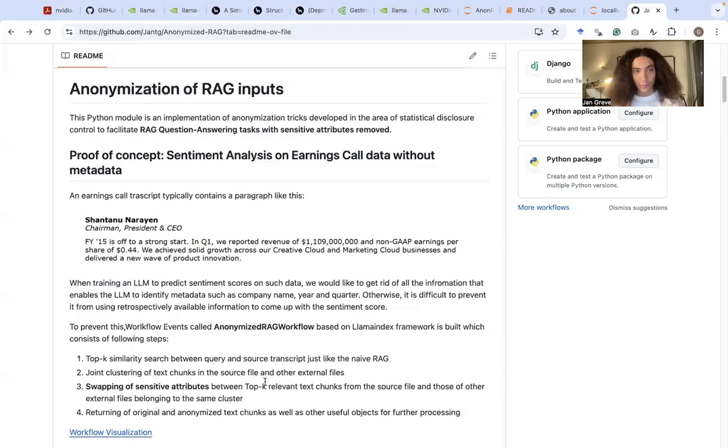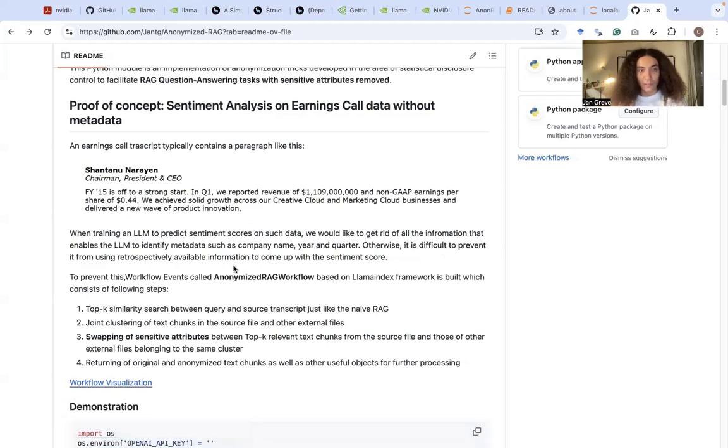Hello, I'm Jan. For this contest, I'm submitting an algorithm that's based on LlamaIndex architecture, which can be used to anonymize text data that are supplied to retrieval-augmented generation question answering tasks. As a proof of concept, I will show you a brief demonstration of how this algorithm can be used for sentiment analysis on earnings call data.